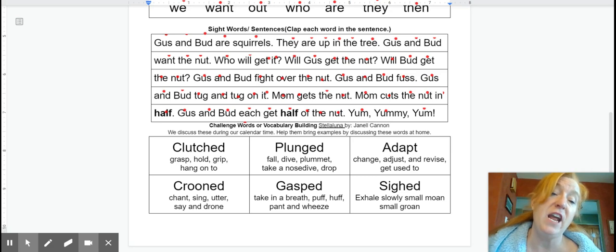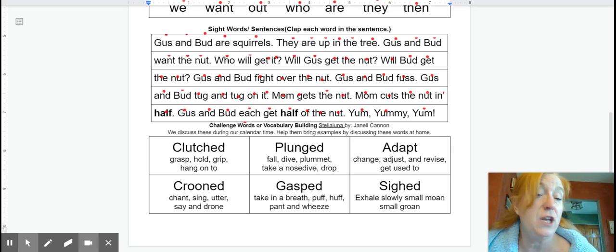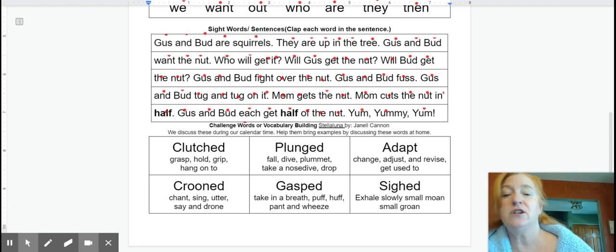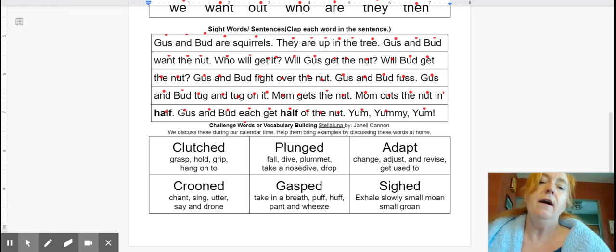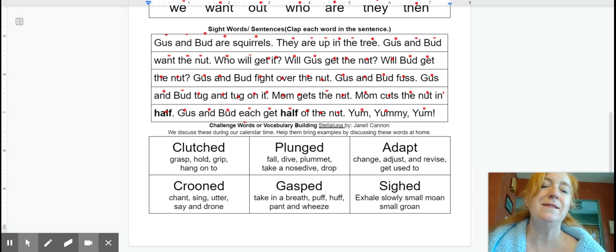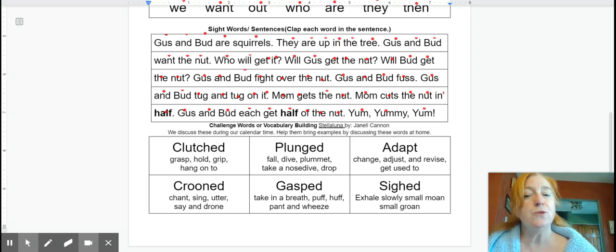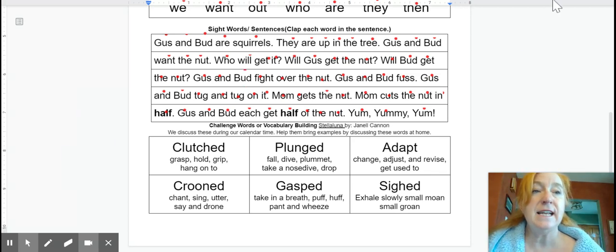Adapt, which means to change, adjust, revise, or get used to something. Crooned, which is a chant or a sing. Gasped, like when you take in a breath and you're suddenly shocked by something. And a sigh, sighed, when you exhale slowly, like when you sigh. So that is your weekly organizer, and I am hoping that you will take some time this week to go over it.